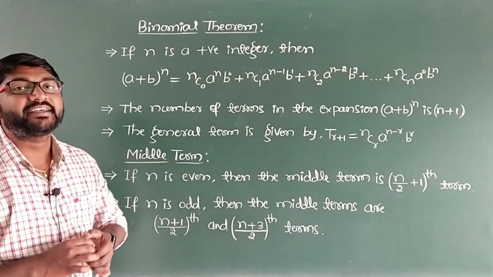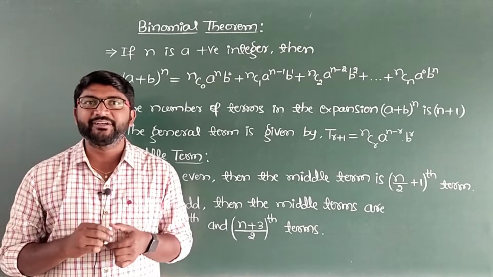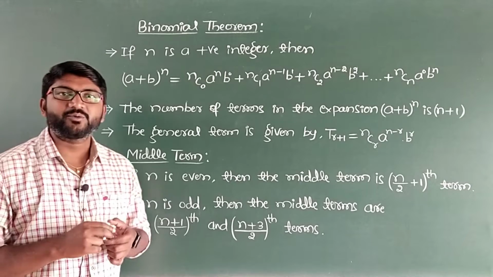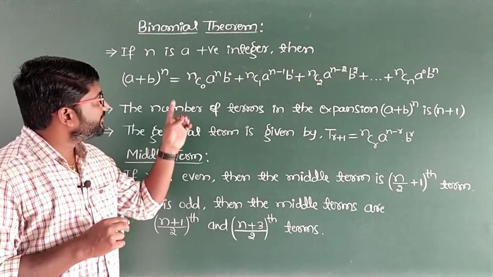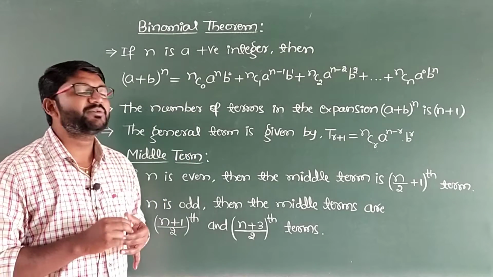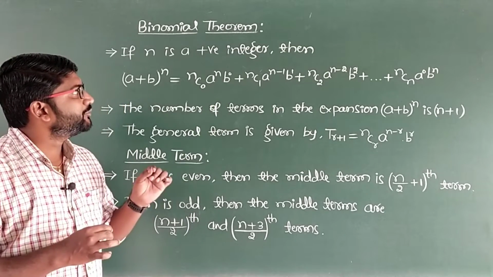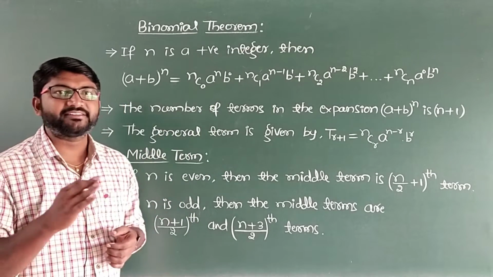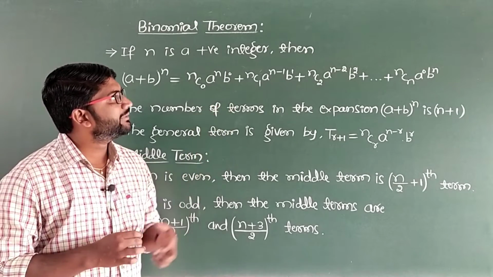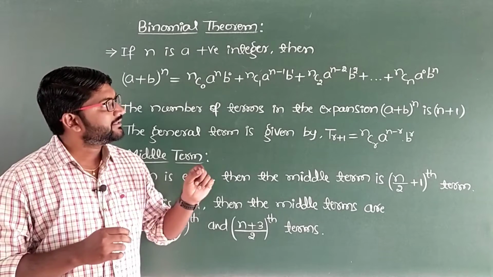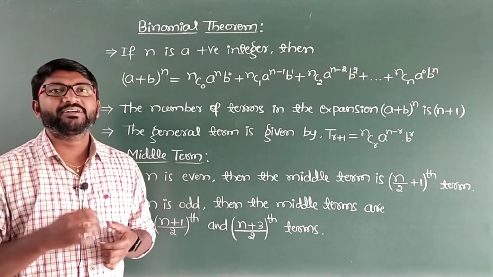Here the theorem says, if n is any positive integer, then (a + b) raised to n is equal to nC0 a to the power n b to the power 0, plus nC1 a raised to n minus 1 into b raised to 1, plus nC2 a to the power n minus 2 b to the power 2, plus so on, plus nCn a raised to 0 b to the power n.